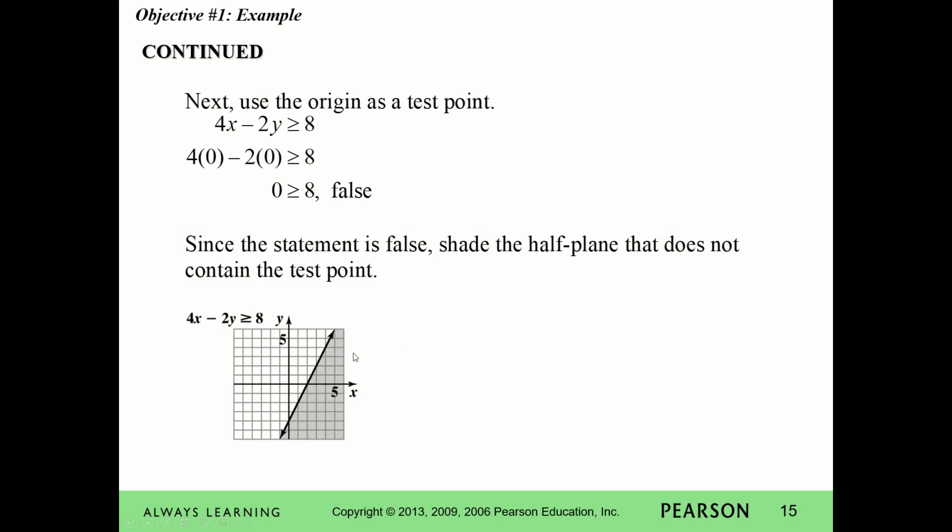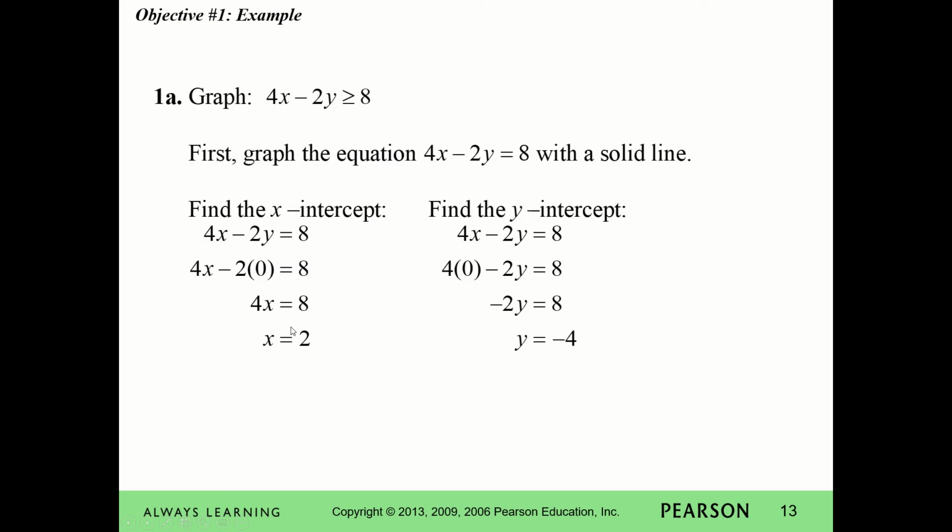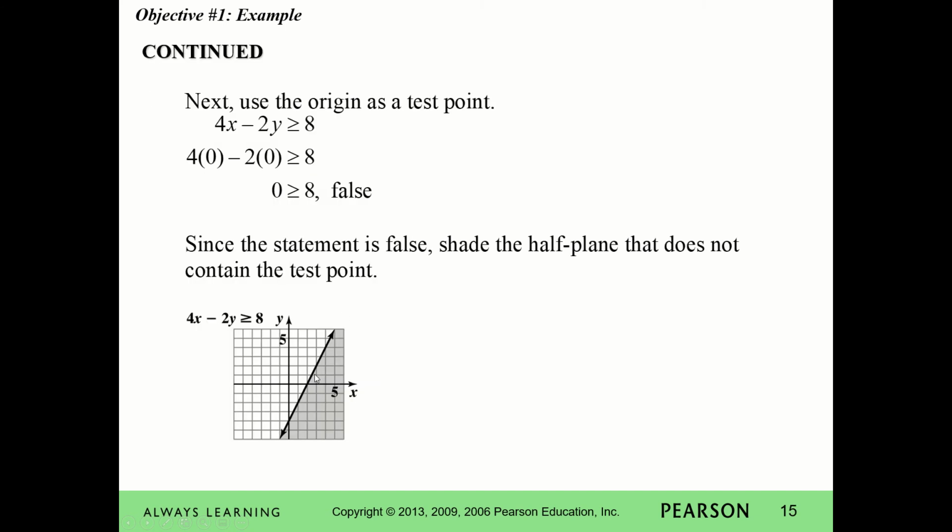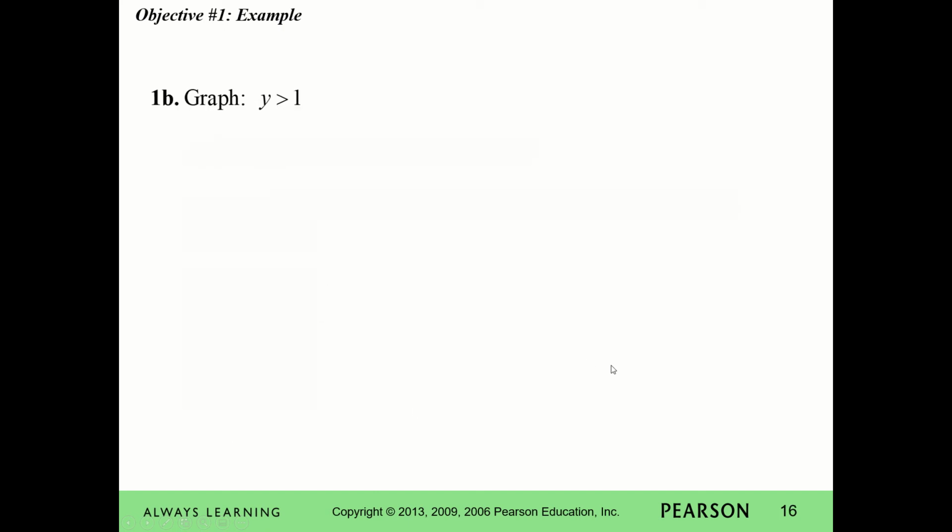So because it is not true, we're going to graph our two intercepts, which are 2, 0, and 0, negative 4. And then, because 0, 0 is not a true statement, you graph the side that does not have 0, 0 on it. Let's try another one.